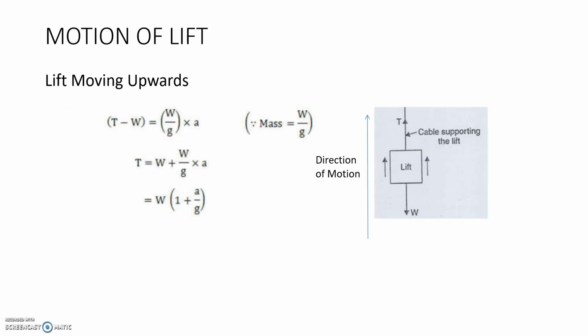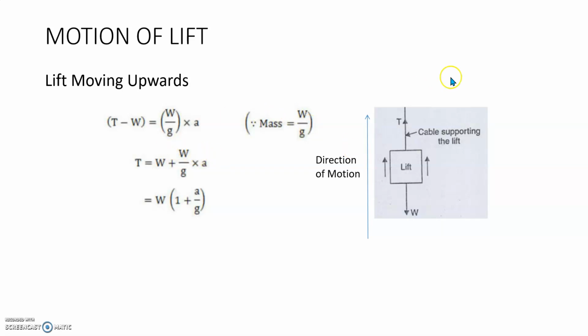Now let's take one application of D'Alembert's principle. Consider the motion of a lift. Here this is the lift, and we can see a cable is attached to the lift, and the tension in the cable is T. The weight of the lift is marked as W, and the direction of motion is shown as upward. Now we are applying D'Alembert's principle in this particular problem. According to D'Alembert's principle, net force in the direction of motion is equal to mass into acceleration.